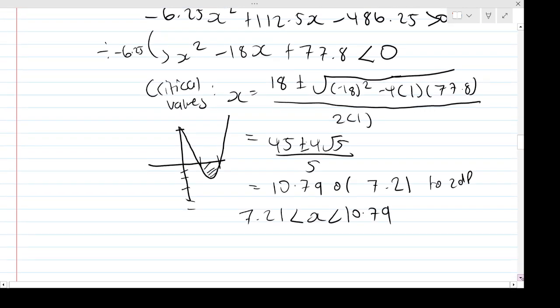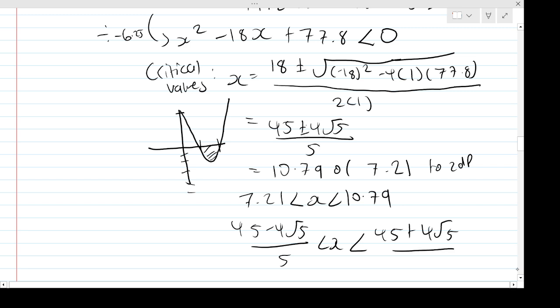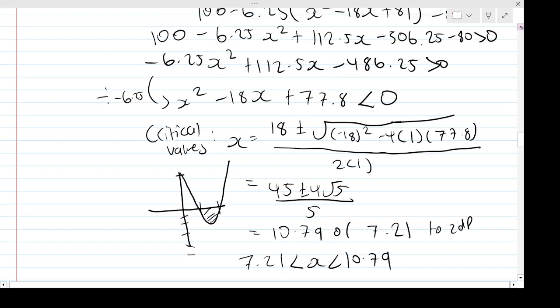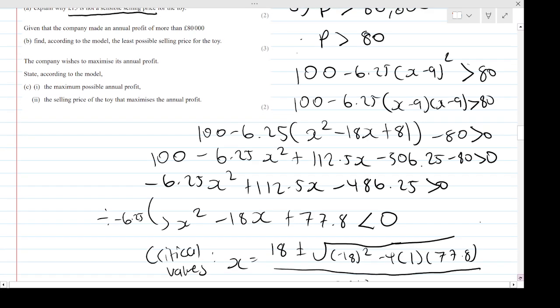Okay, but again, I like exact values, so I'm going to write it in terms of this fraction here. So remember, 7.21 would be 45 minus 4 root 5 over 5, less than x, less than 45 add 4 root 5 over 5. So therefore we solved it. So that's the range of values for x. It told us to find the least possible selling price. So what's the minimum value?